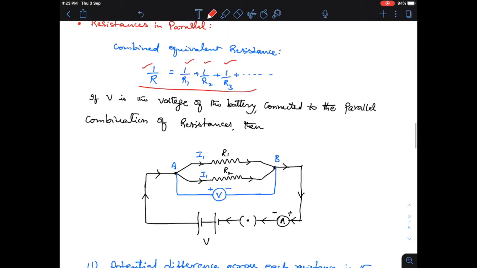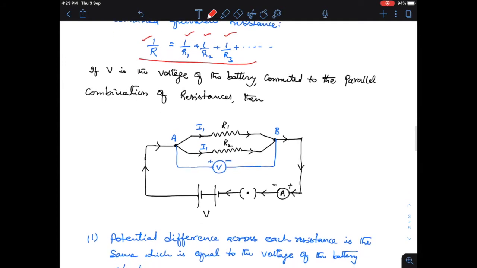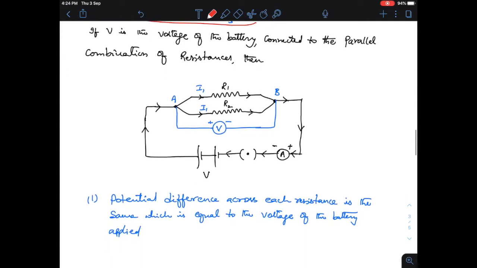So, if V is the voltage of the battery connected to the combination of resistances, then let us see this circuit. Between the same points A and B, I have R1 and R2, a battery, a switch, and the current measured through an ammeter, and the direction of the current will be plus to minus. So, it will be the total current I which will be flowing through, and that is the direction.